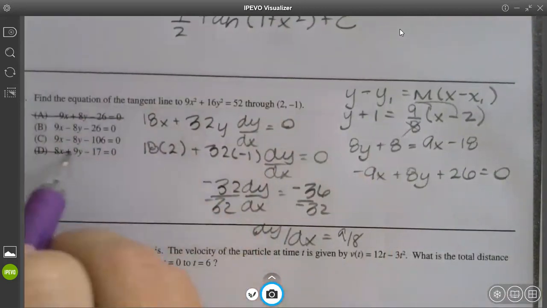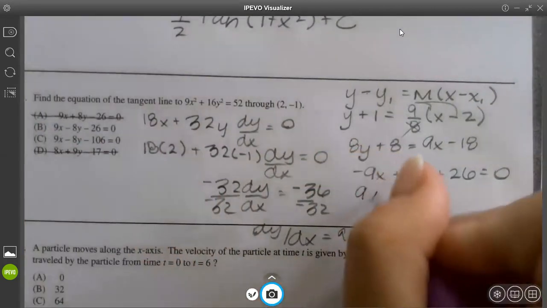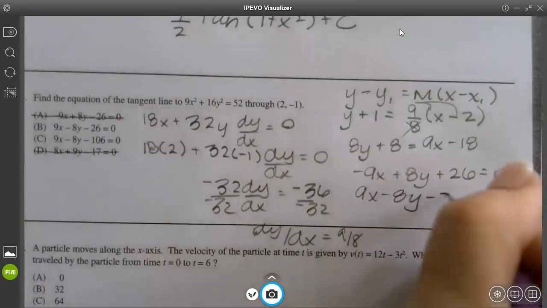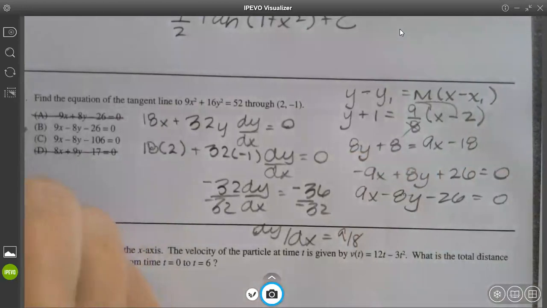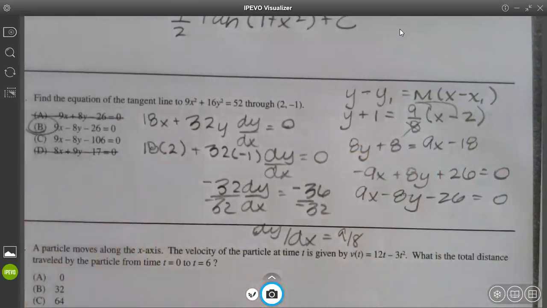We know it's not the 8x. So now try to change all the signs and see if that equation is on there. If that one is not, you did something wrong, go back and fix it. Go back and try again. And again, it'll be within that algebra stuff.